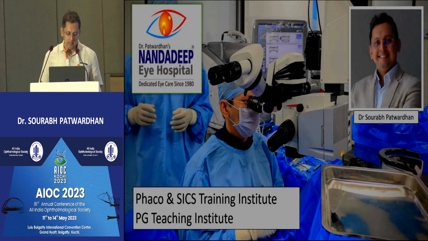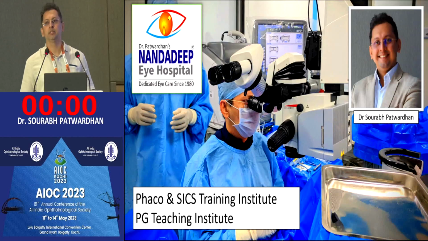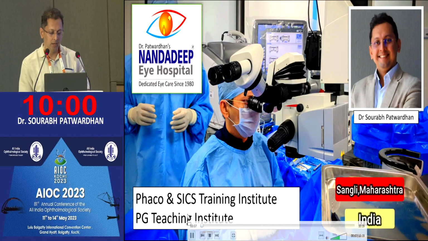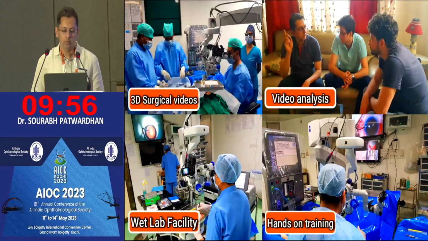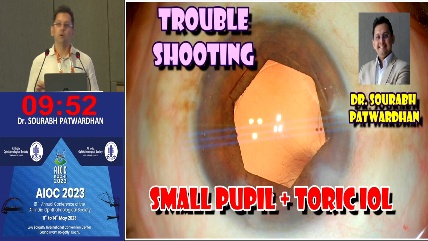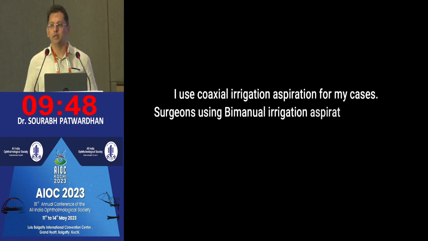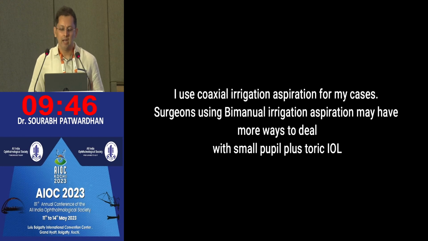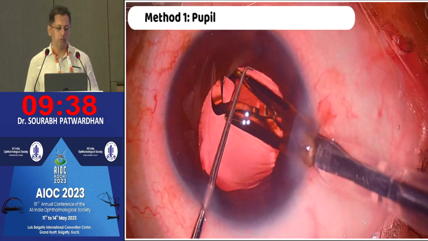And I'll be speaking about some situations we commonly come across while dealing with Toric IOLs, and I will also add some innovative things which I have done in a few cases. So first, as Dr. Anurag rightly pointed out, small pupil and Toric IOL is always a trouble, because at the beginning the pupil is quite dilated. By the end of the surgery, the pupil becomes smaller, and in those cases we have to improve the accuracy.